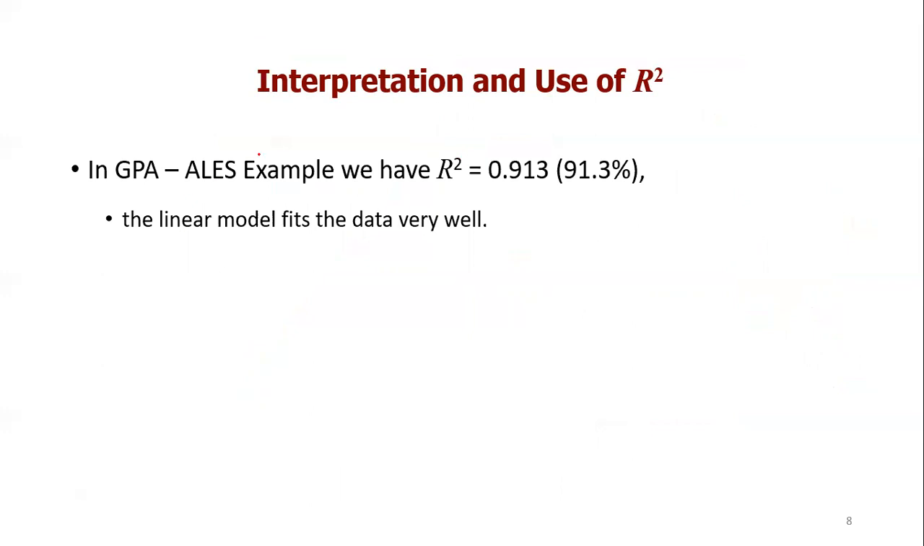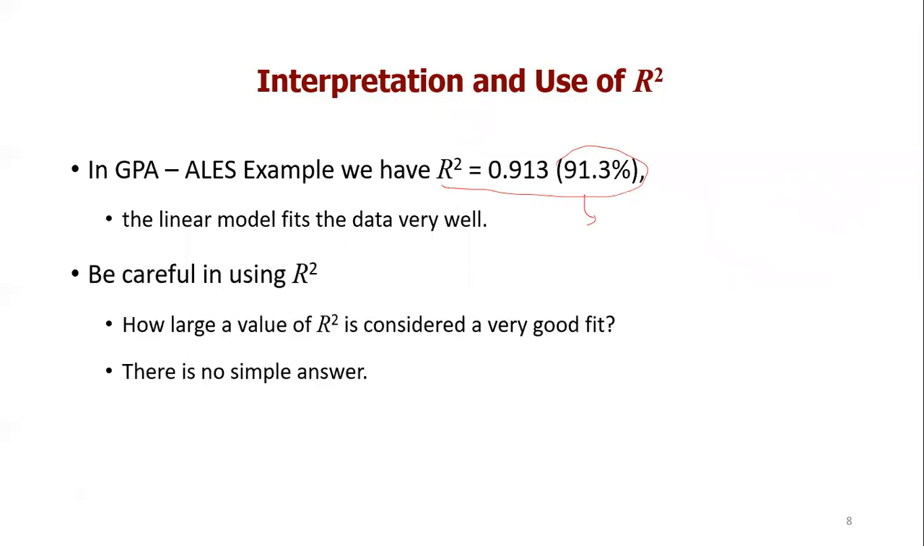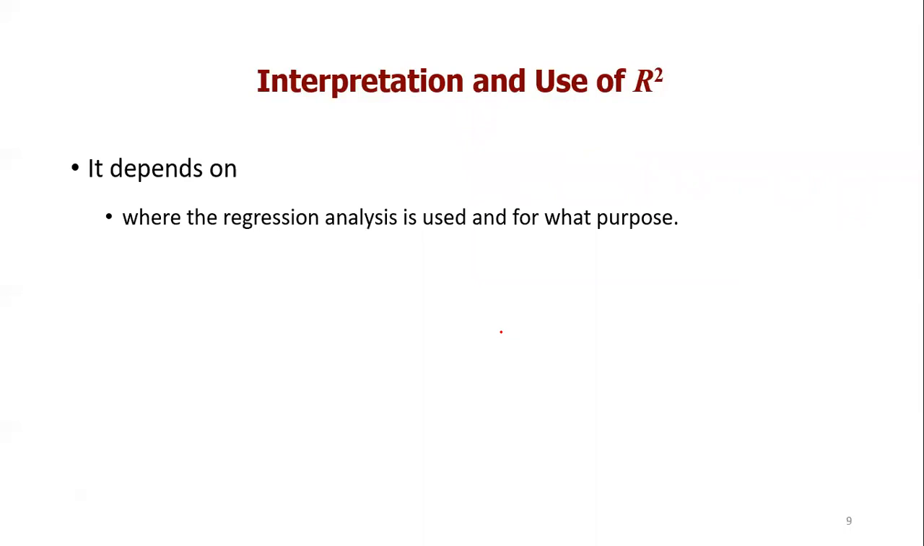For example, in our Alice example, the R square is very high, 91.3%. What does this mean? We can explain almost 91% of the variability in the data by using our regression model. Okay, 91 is good, but how large of an R square is considered a good fit or a very good fit? It very much depends on the context that you're working in.